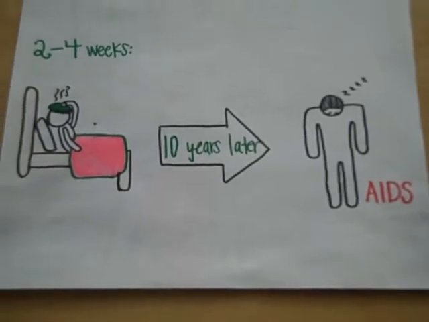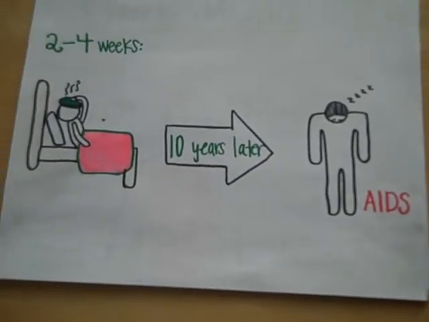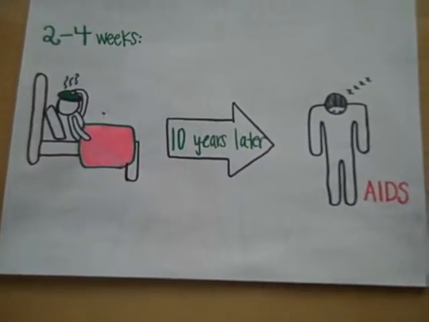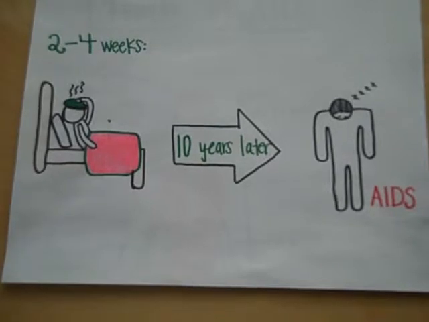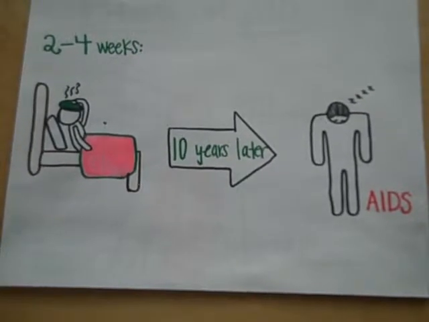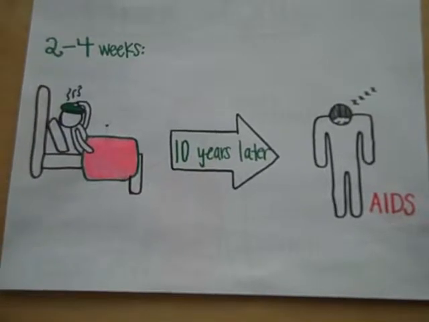Two to 4 weeks after the contraction of the HIV virus, the body starts to show flu-like symptoms such as fever, rash, swollen lymph nodes, sore throat, muscle aches, mouth ulcers, and night sweats. Many people say that this feels like the worst flu ever.